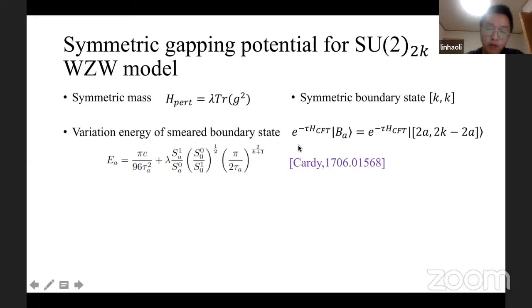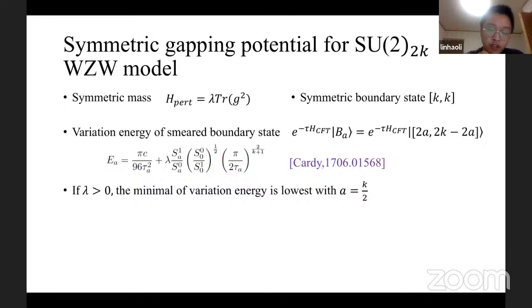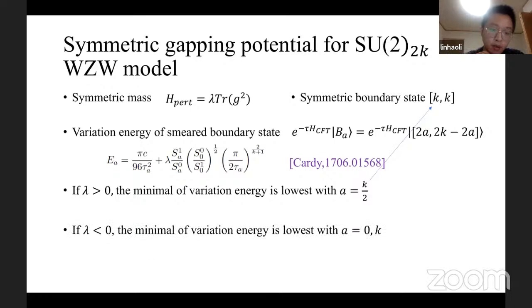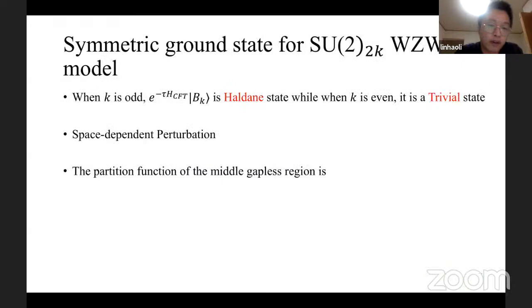Now, if the coupling coefficient lambda is positive, the variational energy is lowest with A equals K over 2, and this corresponds to the symmetric boundary state. Moreover, if the coupling coefficient lambda is negative, the variational energy is lowest with A equals 0 and K, and these two states are flipped into each other by the center symmetry. Therefore, they correspond to the VBS order phase, which breaks the translation symmetry on the lattice. Besides, we also found that when K is odd, the symmetric ground state is a Haldane state, while when K is even, it is a trivial state.